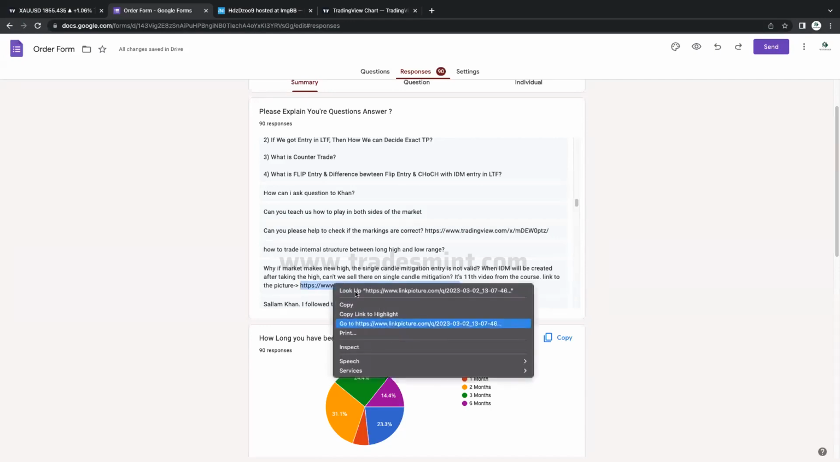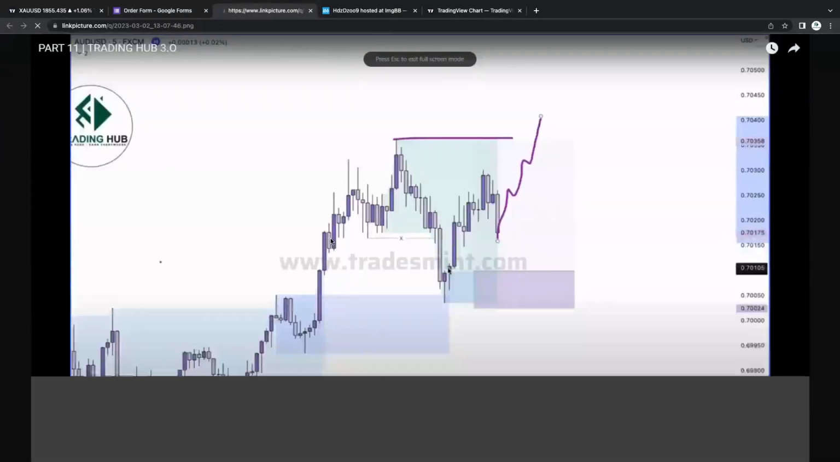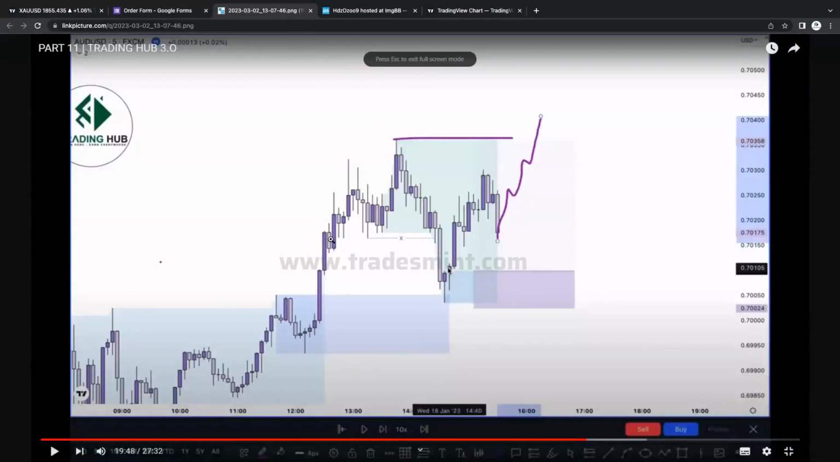Let's open this one. Price tapped here and you can take entry here based on the single candle mitigation also, right? Because price tapped the POI, taken out the inducement, and then buy.